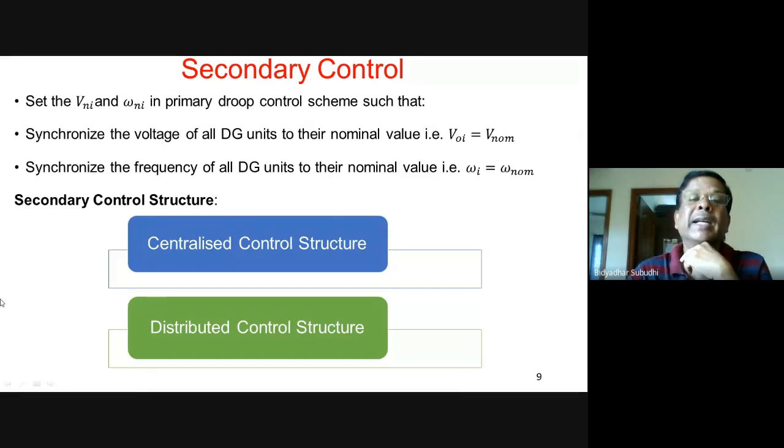Now, what to do in the secondary control? Our secondary control basically sets the nominal frequency of the ith DG and the nominal voltage of the ith DG in the primary control scheme, such that we synchronize all the DGs to maintain their voltage outputs at the nominal value, and to maintain all the frequency levels at their nominal values. Now, the secondary control can be accomplished either in a centralized control manner or with a distributed control structure.